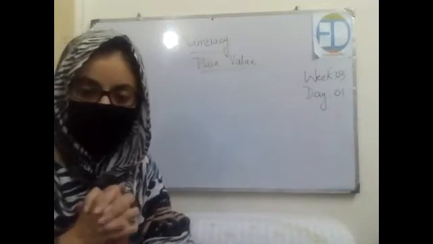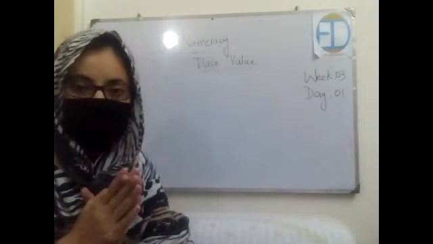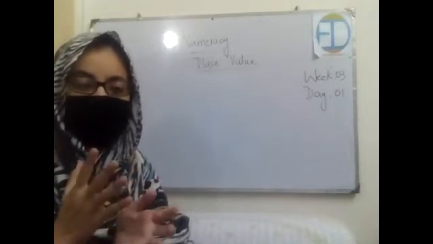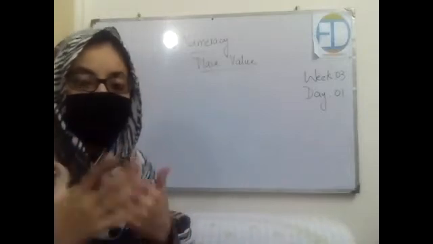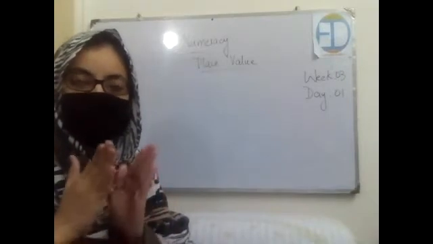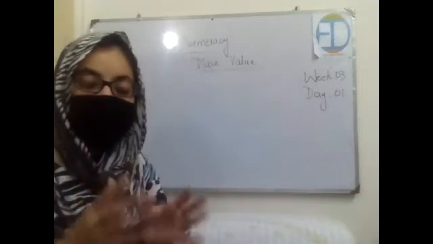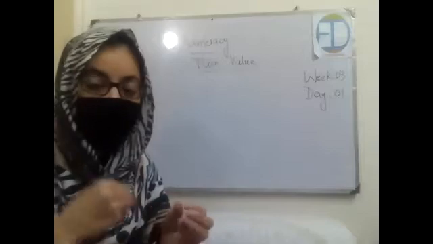I'm your ma'am Umama, and in today's class, we will be discussing a new topic, which is zero as a place value. We will talk about the place values and what place value means. Place value means that in mathematics, there are proper positions which are previously set by the mathematical rules, and then we are supposed to put the numbers according to those positions, according to those values.